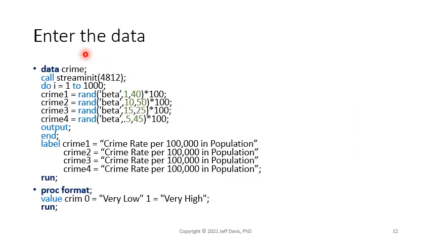Okay, so the SAS program to set up the data is pretty easy. Here's mine. Data crime, call streaminit. Again, this number could be anything you want it to be, so I arbitrarily chose 4812. Here I'm creating 1,000 observations. You don't have to create that many, or you can create many more.